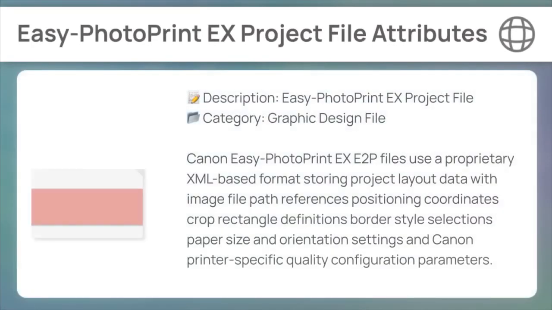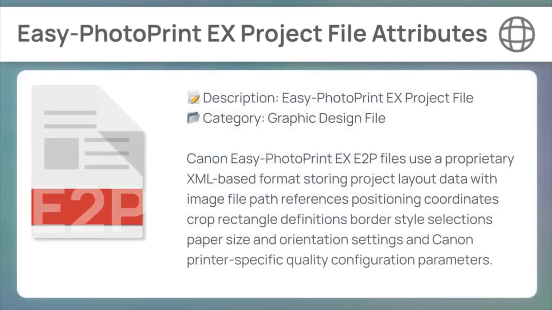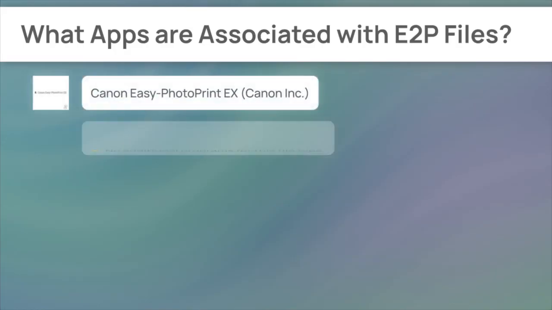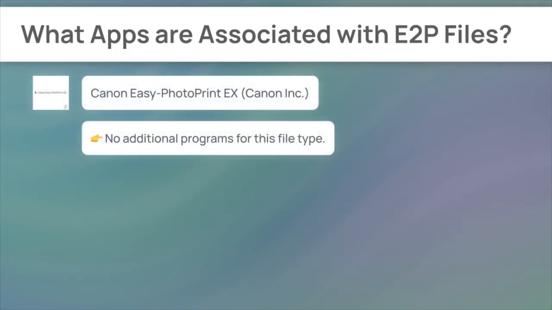Canon Easy-PhotoPrint EX E2P files use a proprietary XML-based format, storing project layout data with image file path references, positioning coordinates, crop rectangle definitions, border style selections, paper size and orientation settings, and Canon printer-specific quality configuration parameters. The source application for E2P is frequently listed as Canon Easy-PhotoPrint EX from Canon Inc.